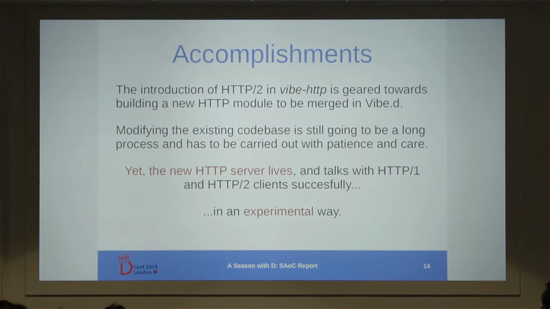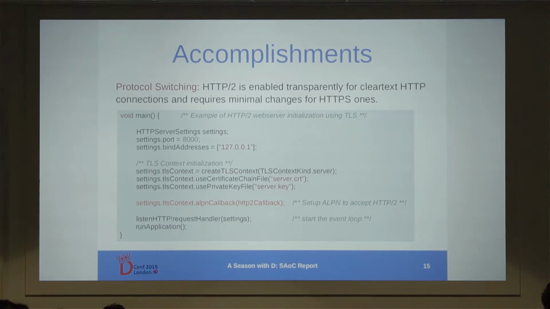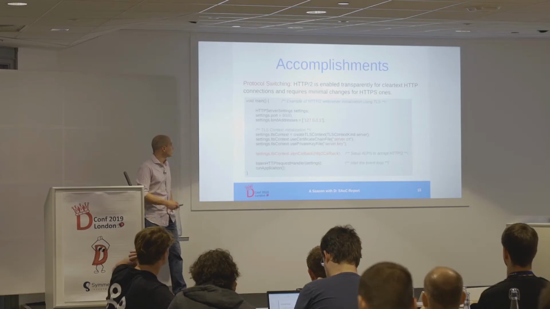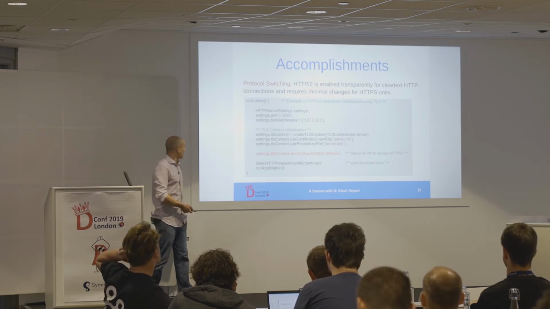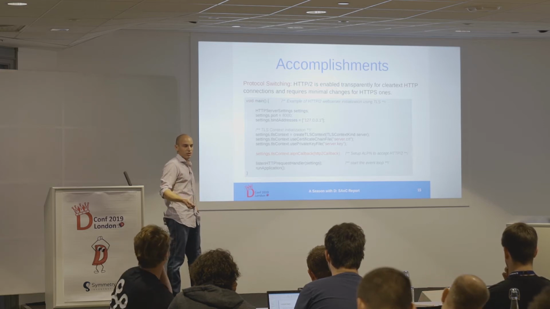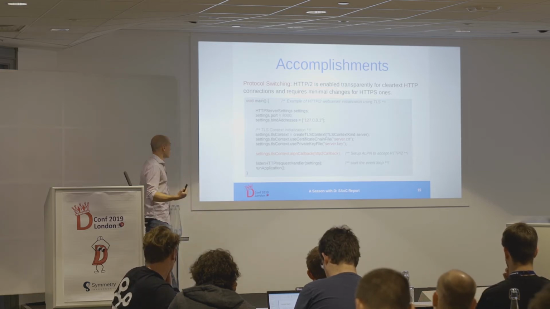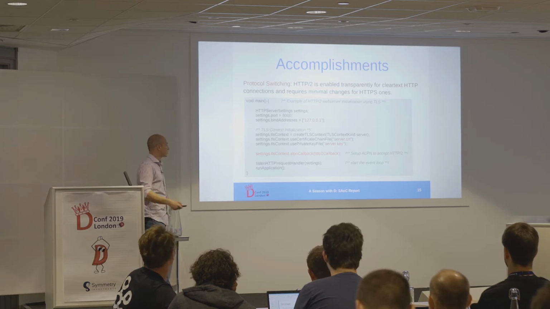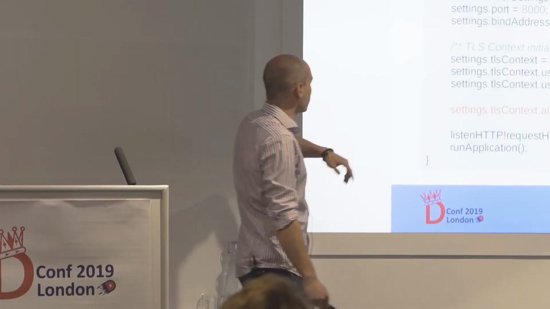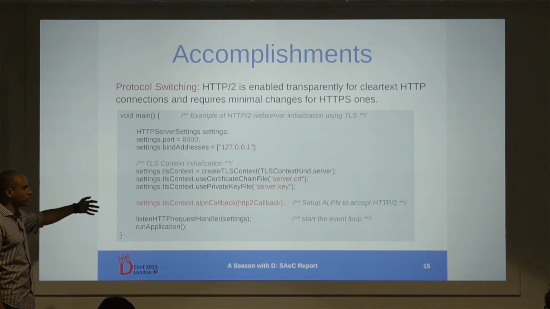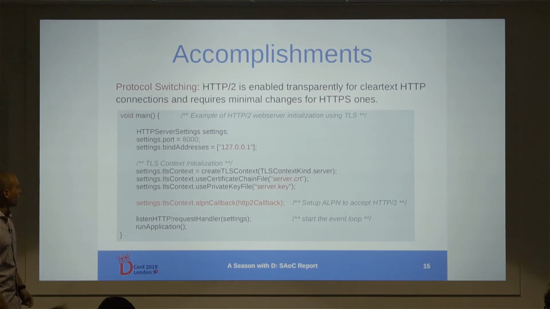And so how does it work? It works pretty much transparently with respect to the previously available HTTP module, in the sense that if you are using Vibe HTTP for HTTP1, the support of HTTP2 comes at no cost of re-implementing anything. Simply, if you receive a request to upgrade protocol using protocol switching to HTTP2, the code you need to write to initialize a web server is the same.